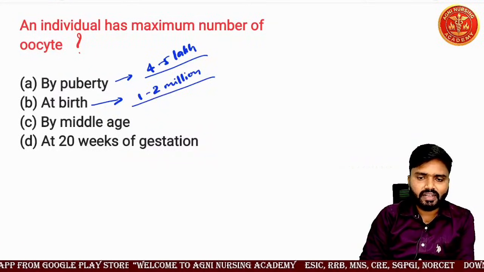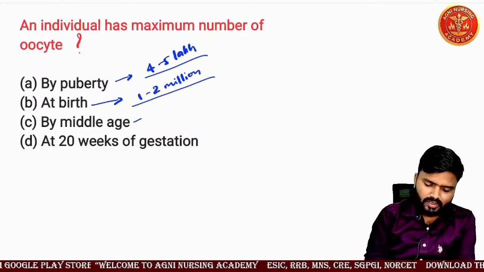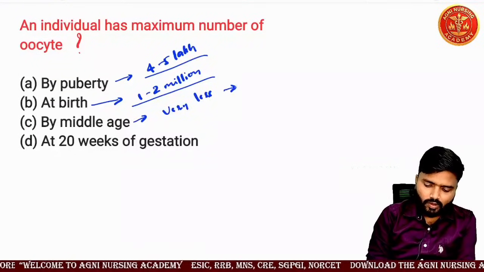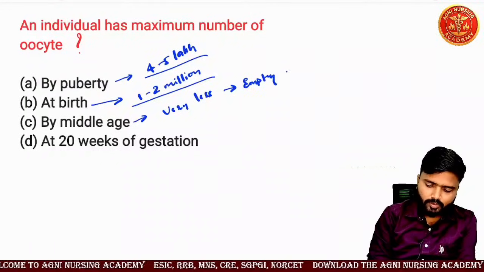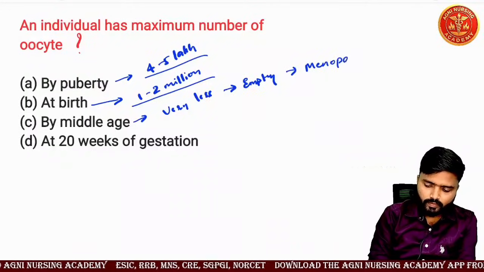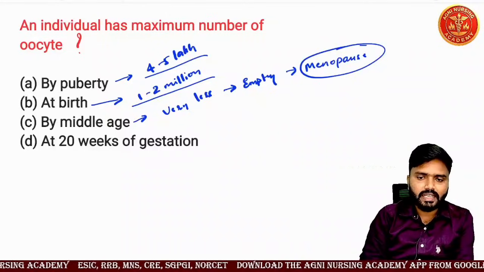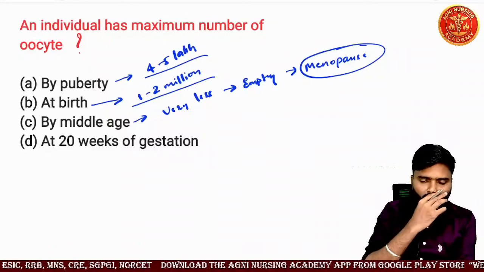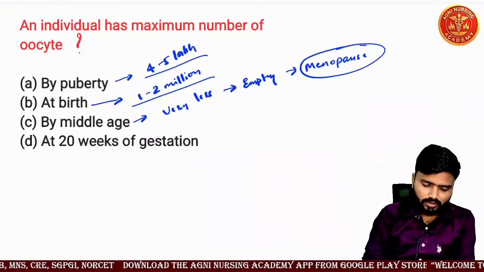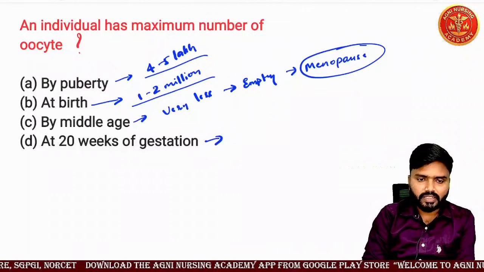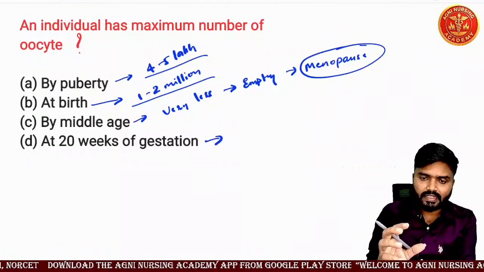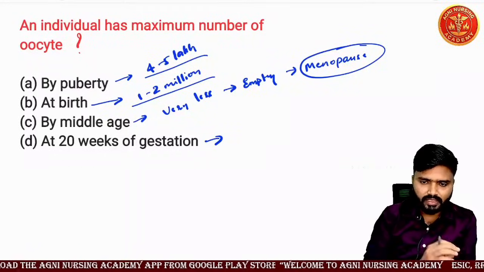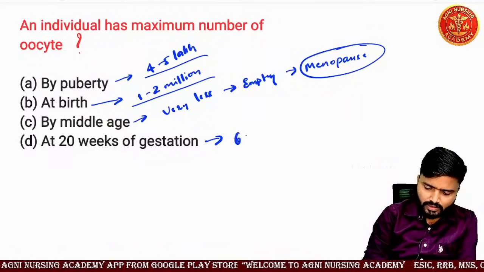Understood? So at the middle age, means at the 35 to 45 age, again it will be very less. When all these follicles are empty, that will be called the menopause. Understood? That condition will be called the menopause, means after all depletion of these mature oocyte follicles. Again, you can see here at the 20 week of gestation, when the female fetus is in the mother's womb, at that time the oocyte will be at its maximum number, that is 6 to 7 million.